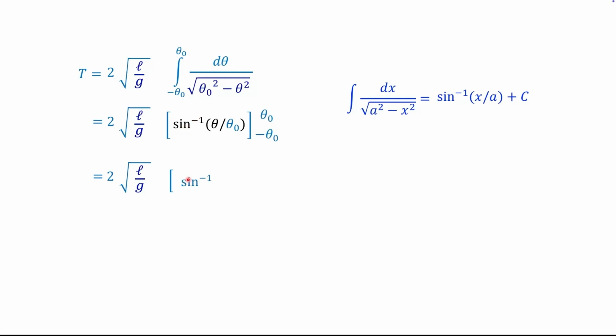Sine inverse. Substitute θ0 for theta, you get 1. Minus sine inverse. Substitute negative θ0 for theta, you get negative 1. Sine inverse 1 is pi over 2. Sine inverse of negative 1 is negative pi over 2. Pi over 2 minus negative pi over 2 is pi. So the period, T, is equal to 2 pi, square root of L over g.